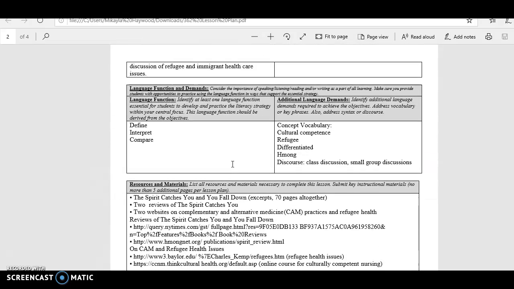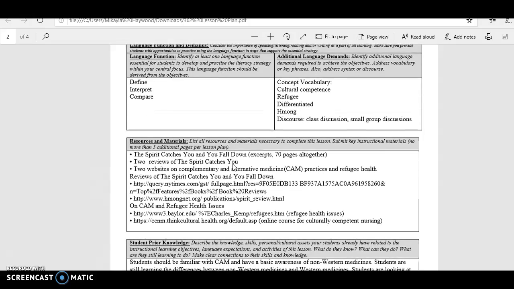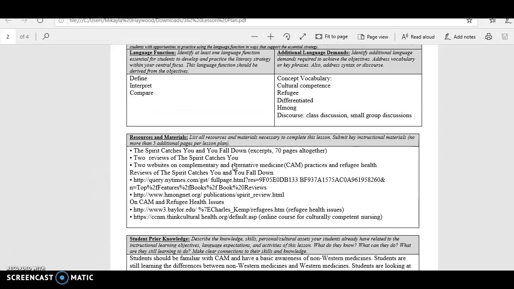And I like to look at some vocabulary that students might be struggling with. So that could be cultural competence, refugees, differentiated, and so forth, and discourse, obviously, for the class discussions. And then here are the materials listed.